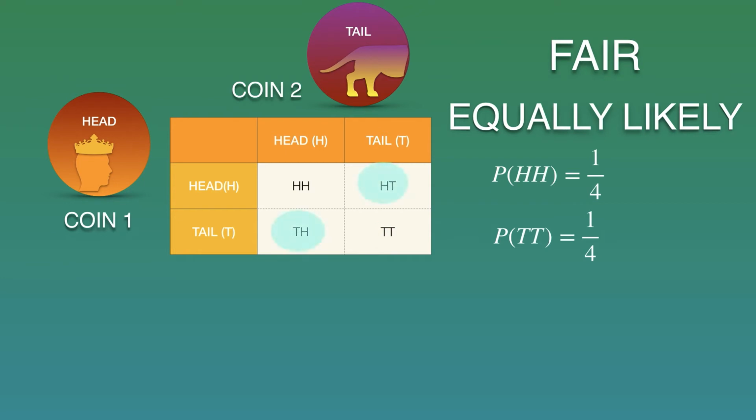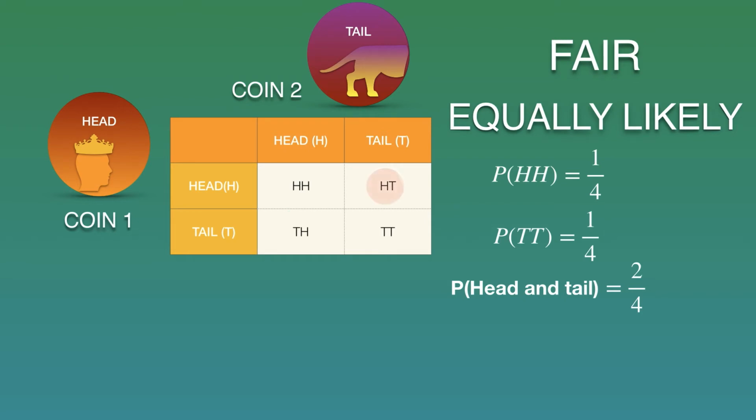However, there are 2 occasions when the heads and tails show up. You can have the heads on the first coin and tails on the second, or you can have the tails on the first coin and heads on the other. So the probability of getting a head and a tail is 2/4, which is also equivalent to 1/2.